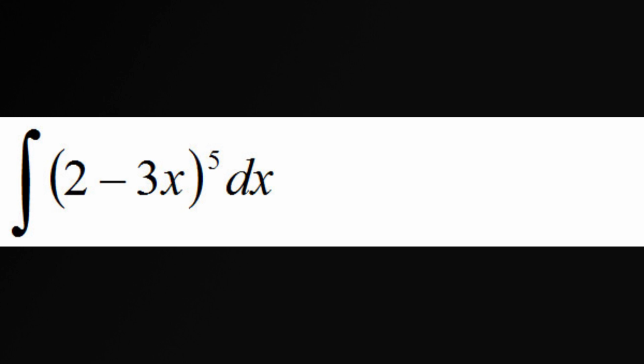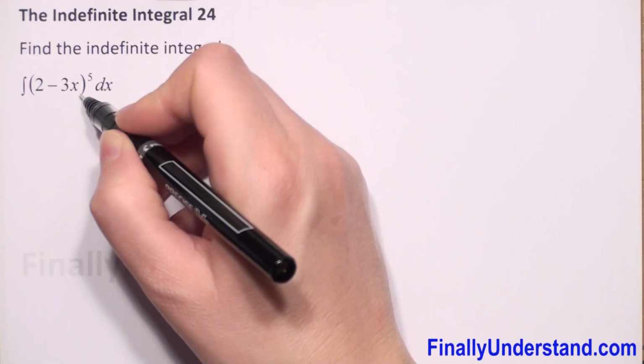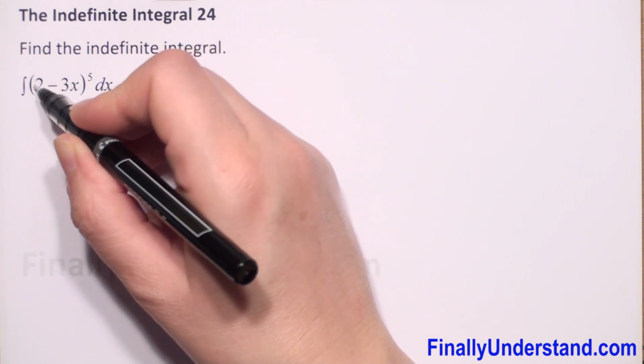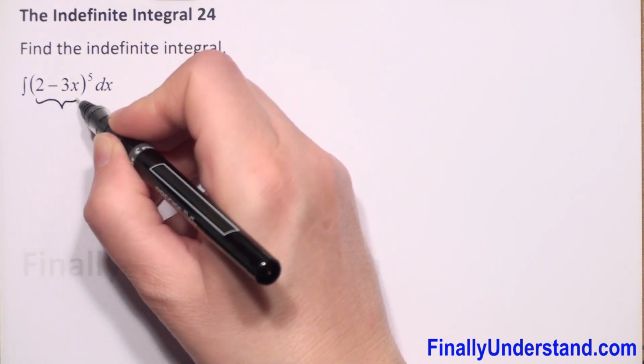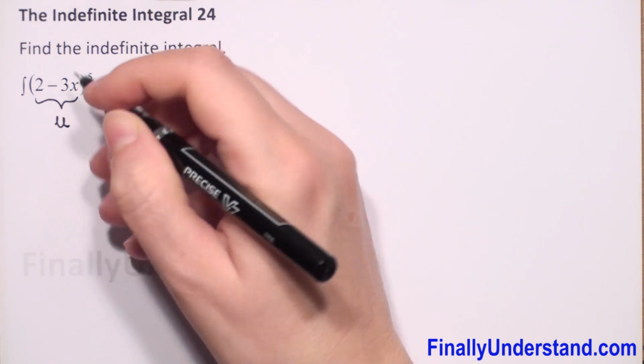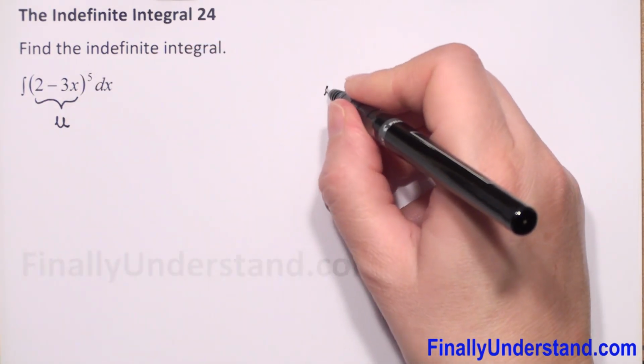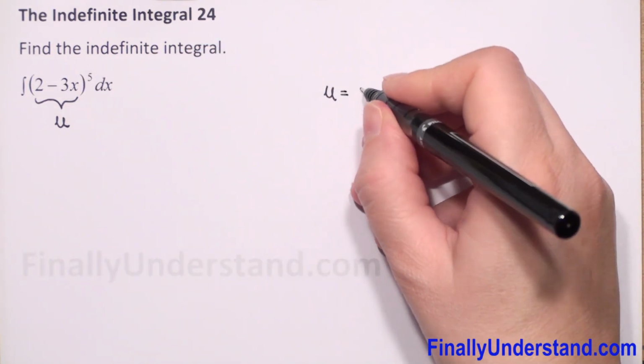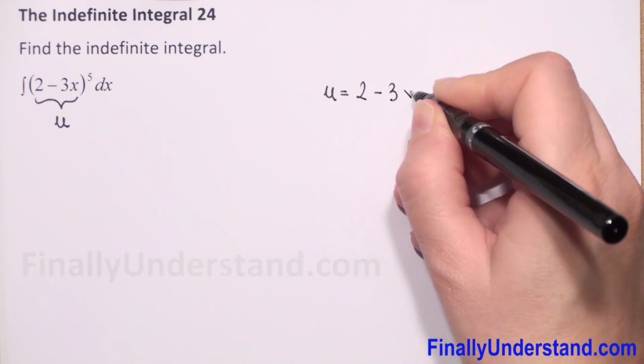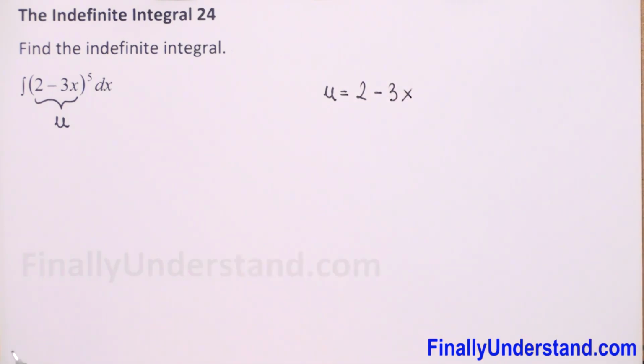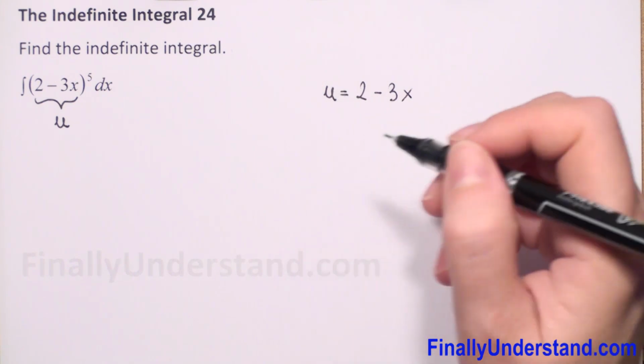We have an indefinite integral. To solve this problem, we will use the technique of u substitution. Let u be the contents of this parenthesis. This is our u. Let me rewrite this. u is equal to 2 minus 3x. Now we have to find the derivative of both sides of our equation with respect to x.